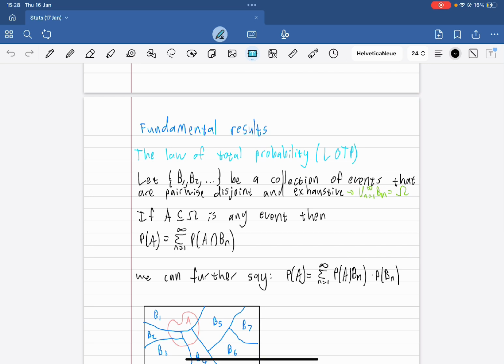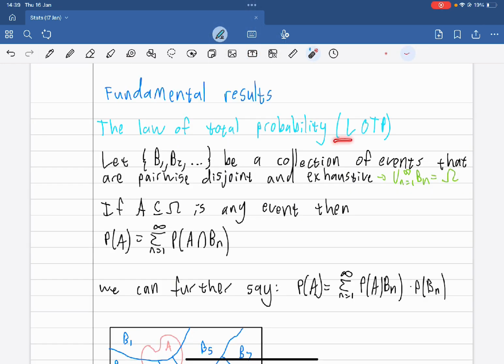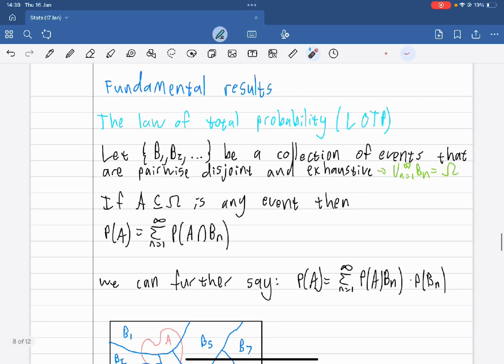Hi, today we're going to be talking about the law of total probability, as well as Bayes' theorem and Waring's theorem. So the first one is the law of total probability.